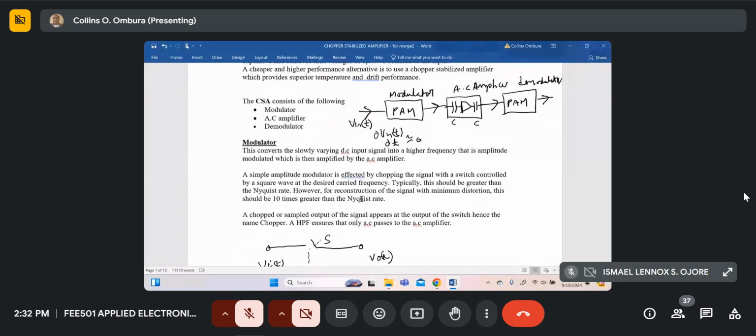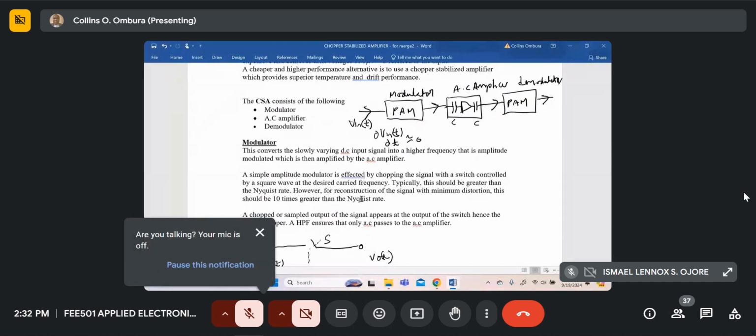Normally, the higher the sampling frequency, the lower the reconstruction distortion, the higher the quality of the recovered signal.